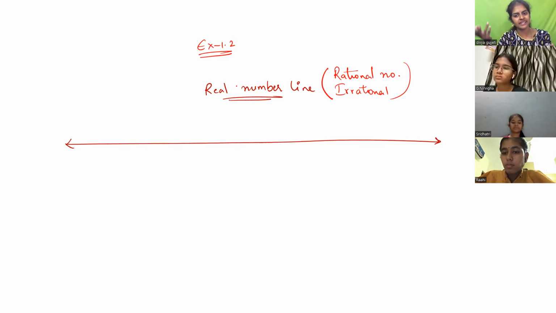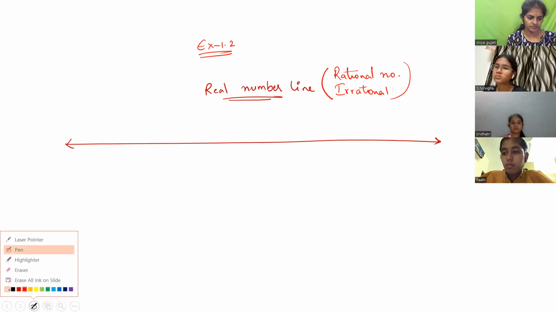You know how to locate rational numbers on the number line. You learned how to locate rational numbers on the number line, I think in class 8, if I'm not wrong. So you know how to locate a rational number. Now, here we are going to learn how to locate an irrational number. Got it?